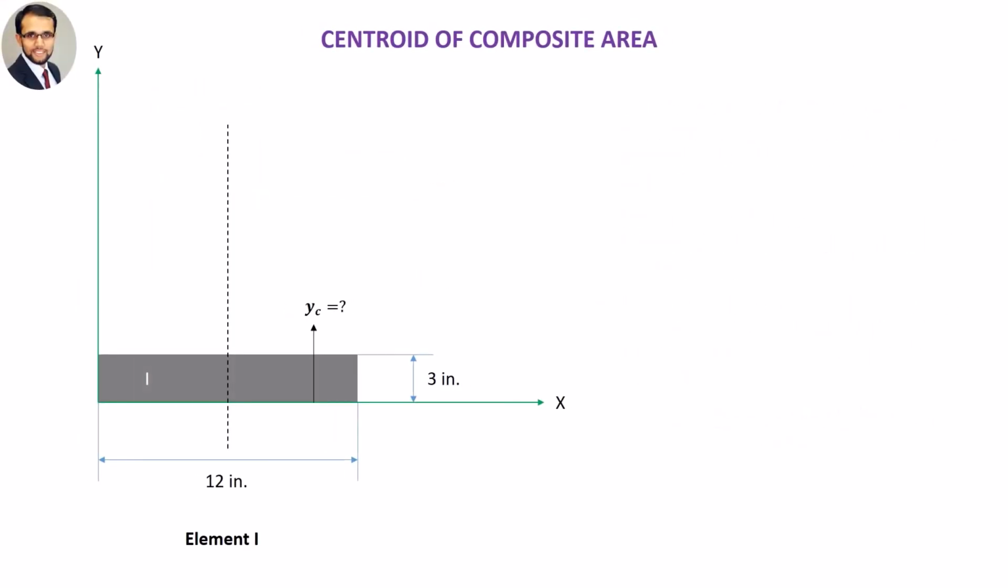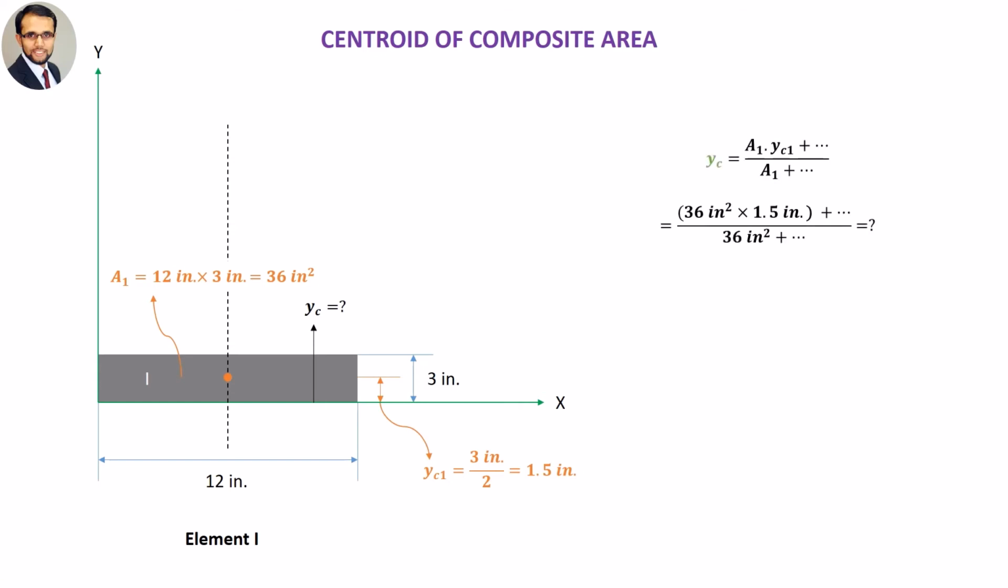This is the bottom rectangle, that is element 1 of the composite area. The area of this rectangle is 36 square inch. Since we are going to find y sub c, the distance to the centroid of this element 1 measured from the x-axis, y sub c1, is half of its height, which is equal to 1.5 inch. Now plugging these values in the equation of y sub c, we get this, which is not complete yet.